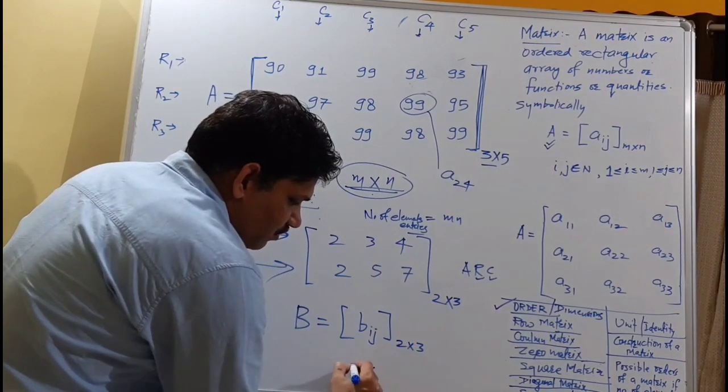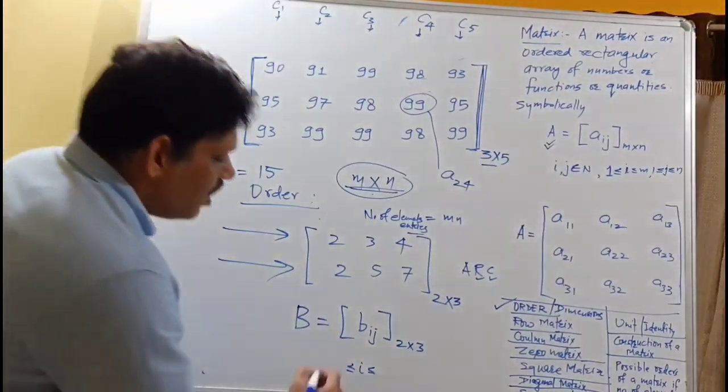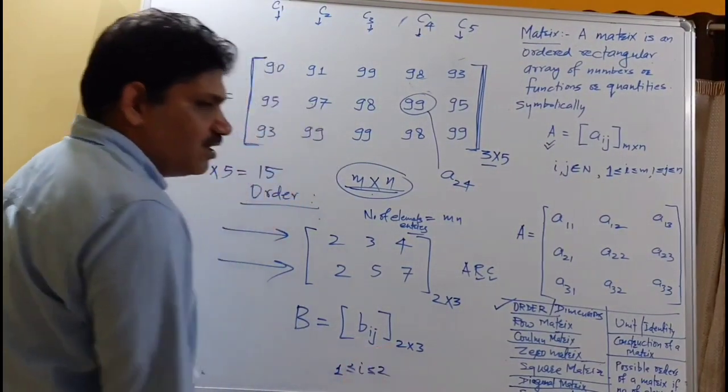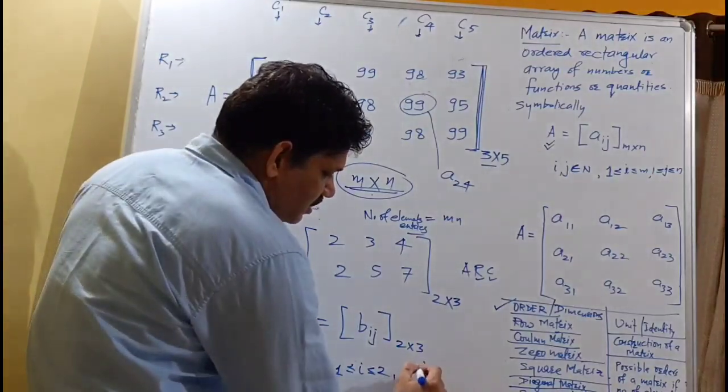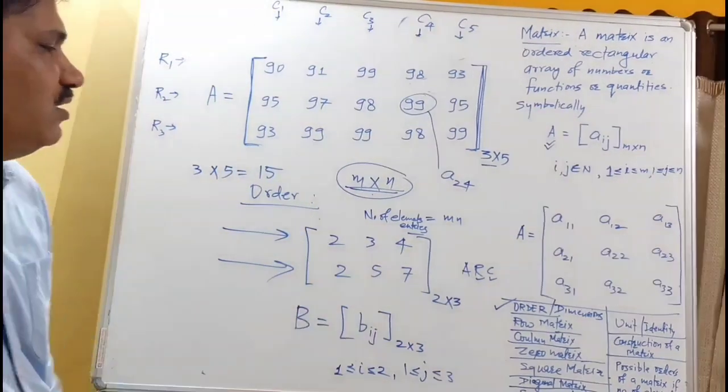Here, what is the maximum value that i can take? There are only 2 rows, so i is greater than or equal to 1 but less than or equal to 2, and j is greater than or equal to 1 but less than or equal to 3.